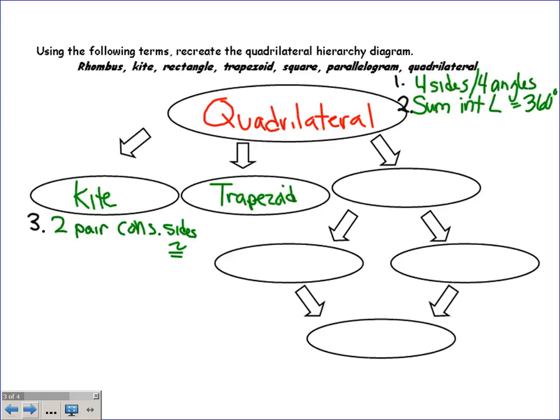Okay. What's the characteristic for a trapezoid? What makes a trapezoid different than every other quadrilateral? Okay. It has 1 pair of parallel sides. I'm just going to write that one. 1 pair of parallel sides. Okay. What goes here? Parallelogram.